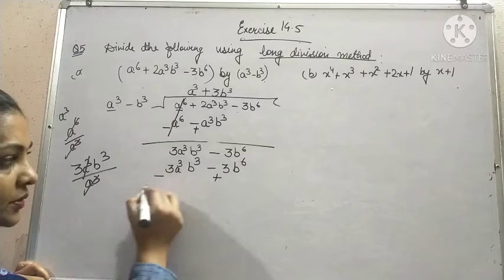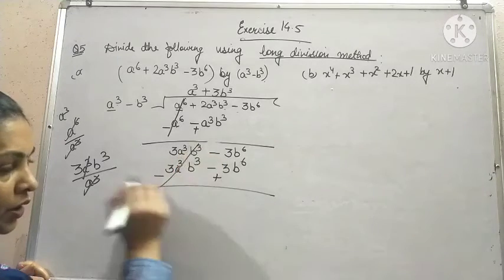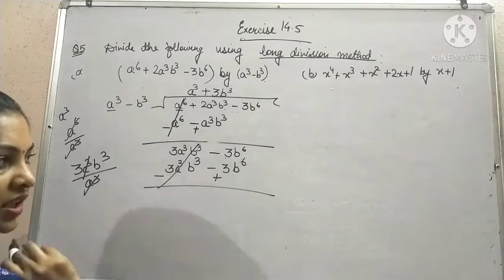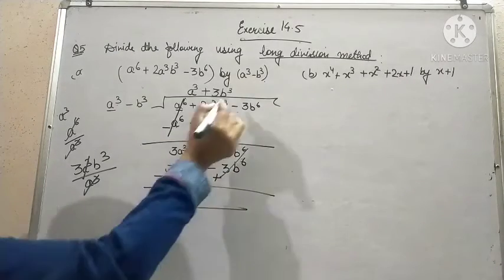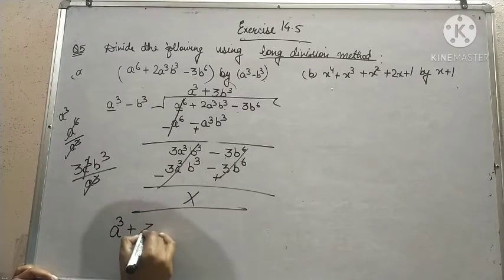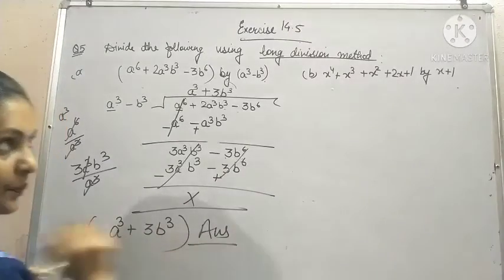Sign will change. 3a cube b cube minus 3a cube b cube cancel out. Minus 3b raised to the power 6 plus 3b raised to the power 6 cancel out. Both the terms cancel out. So the required answer will be a cube plus 3b cube. This is our required answer.